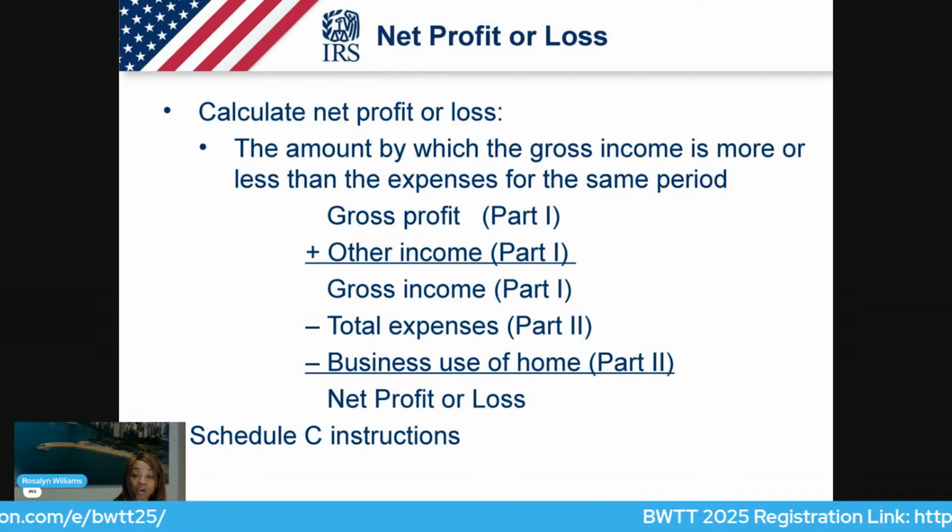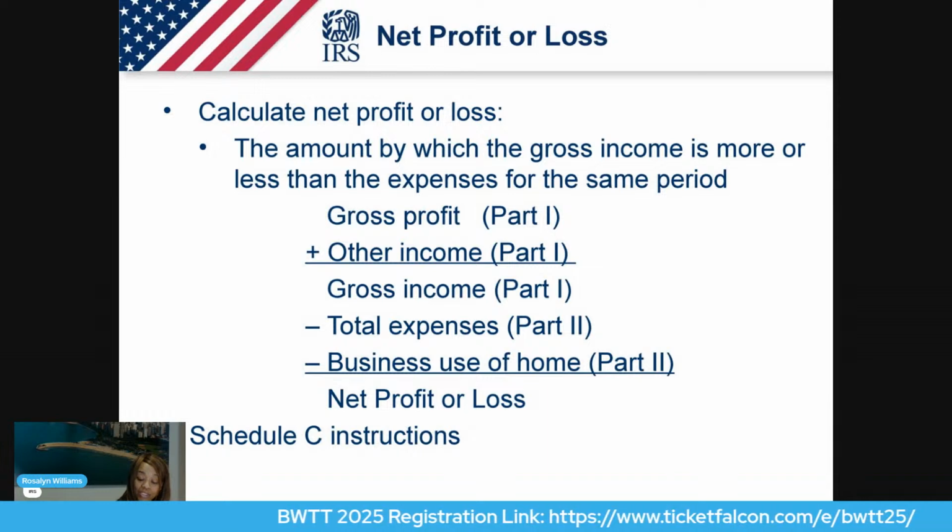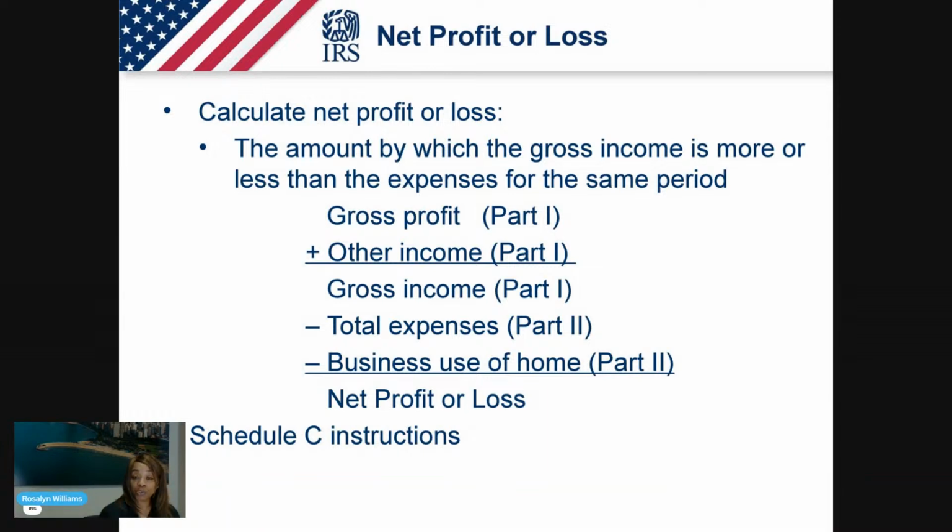So next, we'll talk about net profit or loss. Net profit or loss is the amount by which the gross profit and any other income for a period is more or less in a loss than the business expenses and depreciation for the same period. To calculate net profit or loss on the Schedule C, you'll start with the gross profit, which is in Part 1, add other income, and that'll equal gross income.